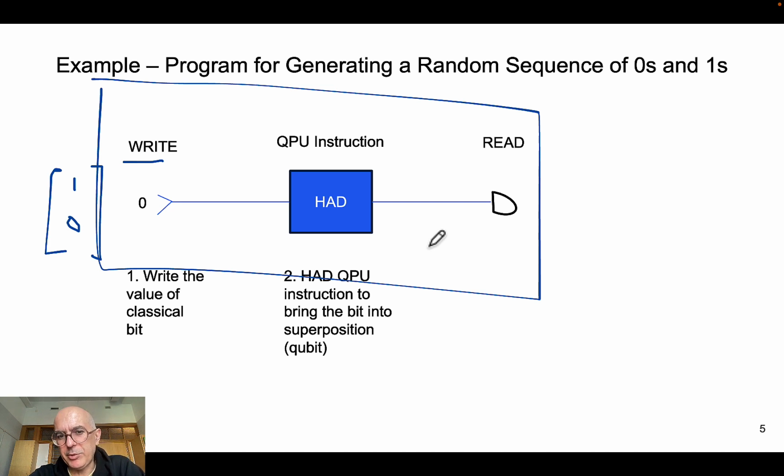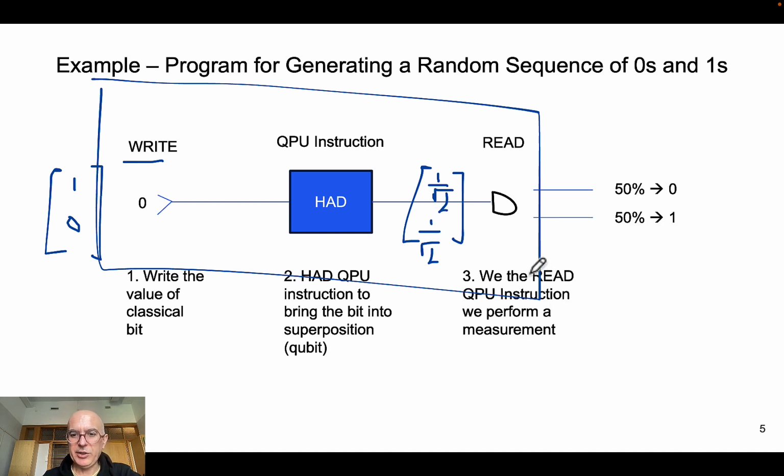Do not worry about the Hadamard gate; we will spend one entire lecture on it. But I can anticipate that the result will be something like this: 1 over square root of 2, 1 over square root of 2. At this point, we have an equal superposition of states 0 and 1, and we can perform a read operation, because with an equal superposition, 50% of the time we will measure 0 and 50% of the time 1.